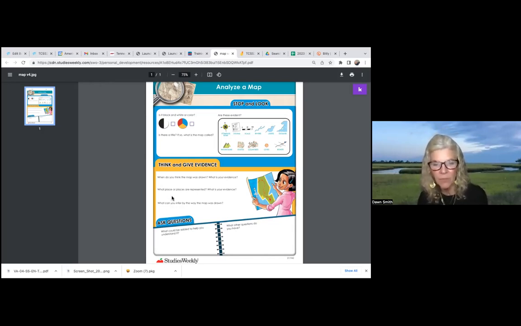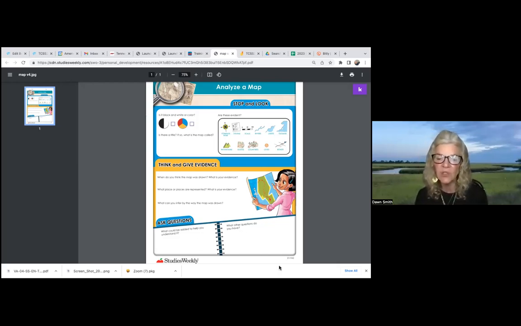And then, what place or places are represented? What's your evidence? What can you infer by the way the map is drawn? And then down at the bottom, there are some questions like, what could have been added to the map to help you make sense of it? Well, if there wasn't a title, that would have helped. If there wasn't a year included on the map, like when the map was drawn, that certainly would be helpful. And then, what other questions do you have?